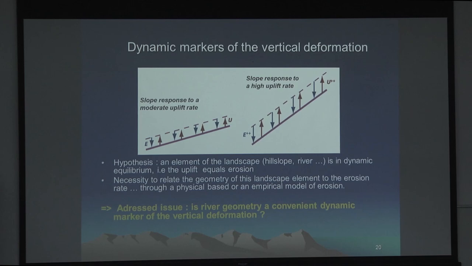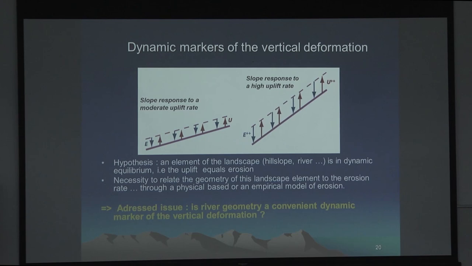And if erosion depends on climatic variables, but also on topographic variables, you would expect that when a landscape has low relief and is not very steep, there is a low erosion rate, and when it is steep, a higher erosion rate. So if you are able to relate the erosion rate to the topographic characteristics, the steepness of the topography or of the river, as we will see later, then you can get an idea about uplift rate.